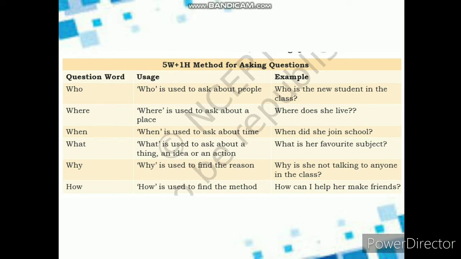What is used to ask about a thing, an idea or an action. For example, what is her favorite subject? Why is used to find the reason. For example, why is she not talking to anyone in the class? How is used to find the manner. How can I help her make friends?